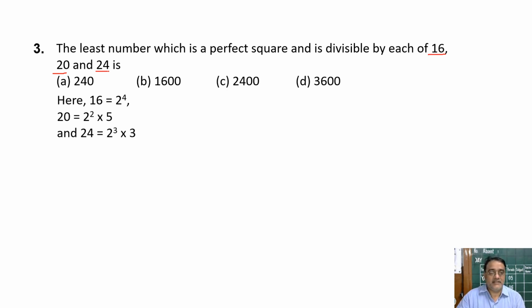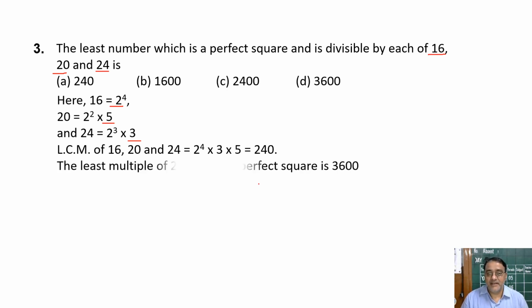Now we know that LCM is the product of greatest power of all the prime factors involved. So LCM is 2 to the power 4 into 3 into 5. That is 16 into 5 into 3. 80 into 3, that is 240. So LCM we got. So that means the least multiple of 240 that is a perfect square is 3600.